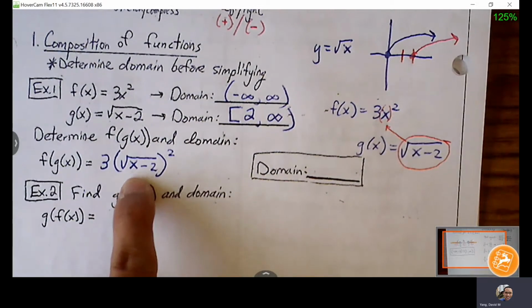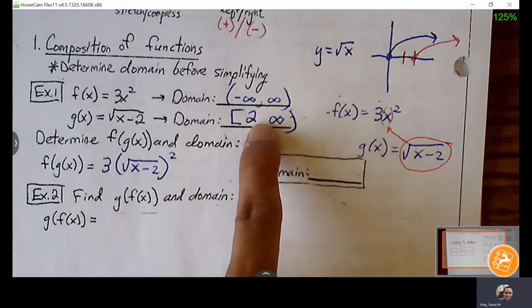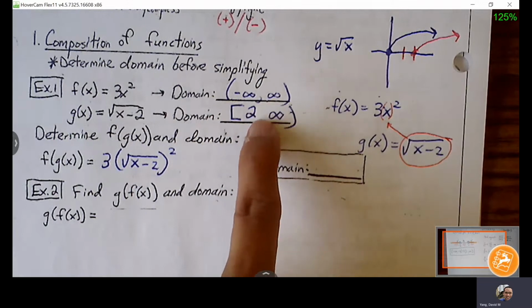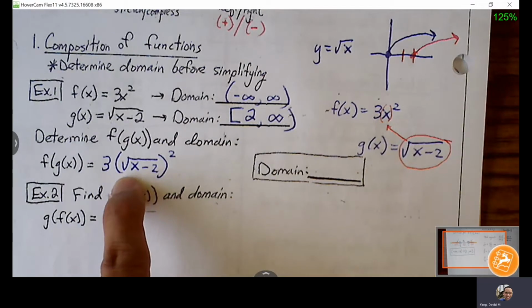So here we have that restriction that the x value can't be less than 2, otherwise it's all of a sudden going to become a negative value. So that restriction from the square root of x minus 2 is going to carry over. And we're going to take the more restrictive of the two functions. And also you can tell 2 to infinity must be the domain for this composite function.